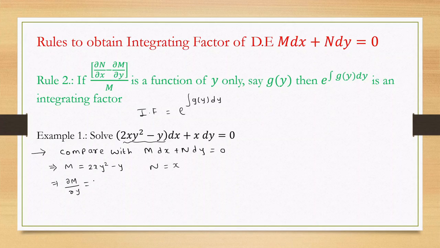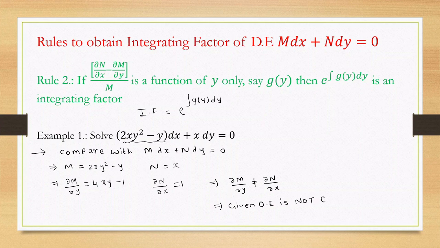∂M/∂y is 4xy minus 1, and what is ∂N/∂x? It is 1 only. So here clearly ∂M/∂y is not equal to ∂N/∂x. This implies the given differential equation is not exact. We call it equation 1. The given differential equation is not exact.